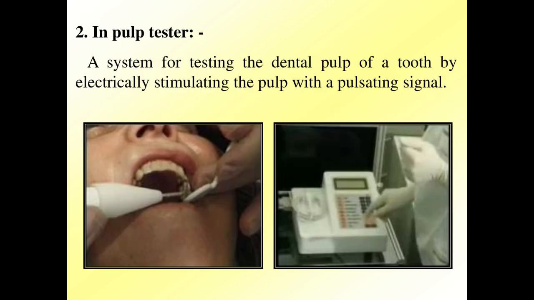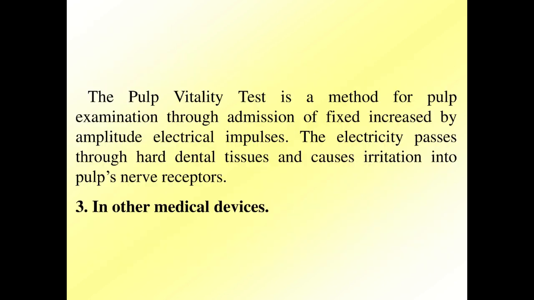2. In the pulp tester, a system for testing the dental pulp of a tooth by electrically stimulating the pulp with a pulsating signal. The pulp vitality test is a method for pulp examination through admission of fixed increased amplitude electrical impulses. The electricity passes through hard dental tissues and causes irritation of the pulp's nerve receptors.